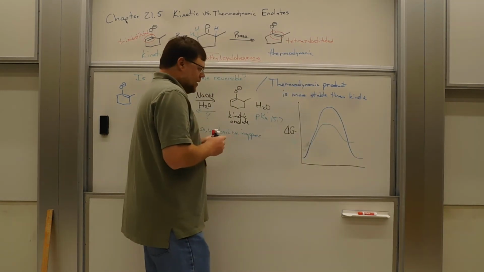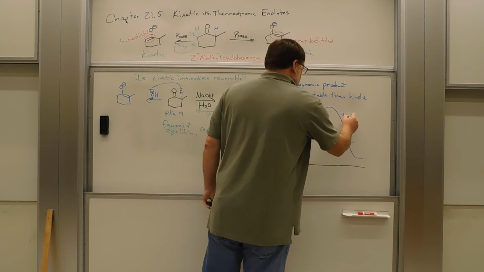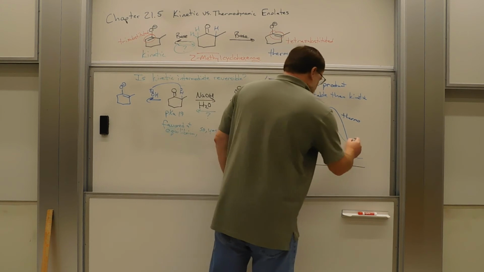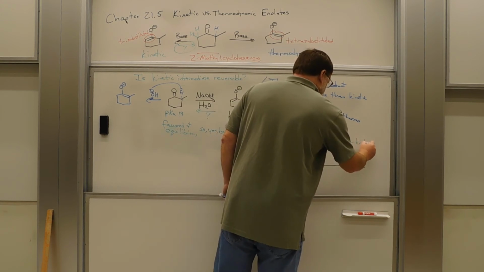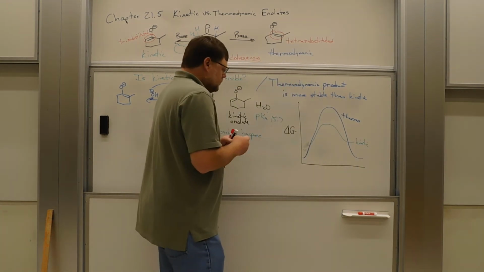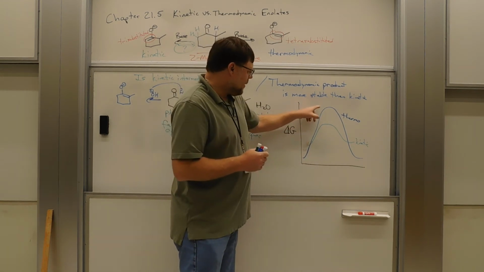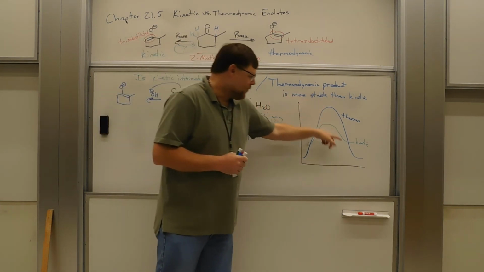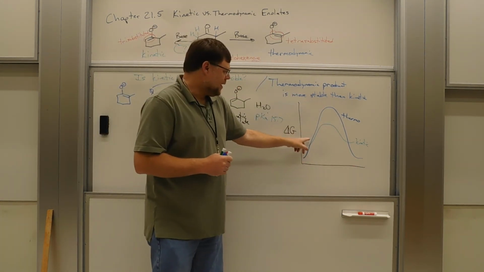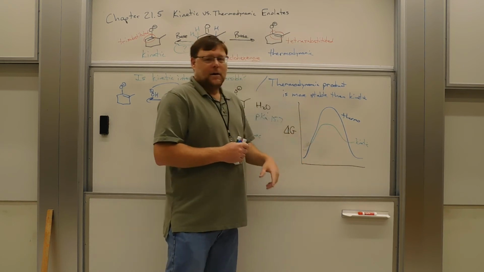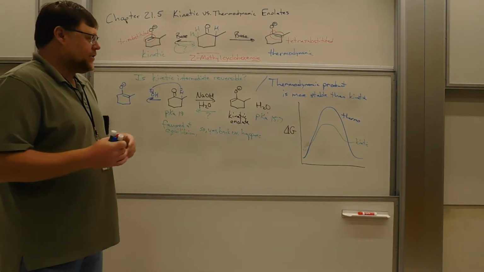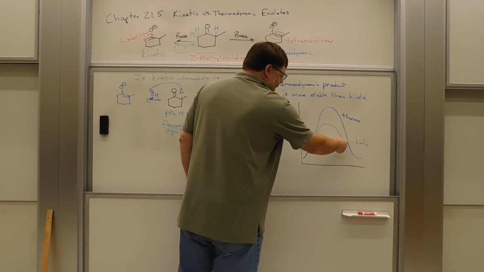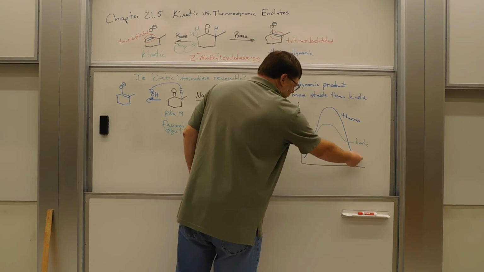The thermodynamic enolate is in blue. So the thermodynamic enolate has a higher activation energy, so it forms slower. But once it forms, it's more stable. The kinetic enolate has a lower activation energy, and so it forms faster, but then it's less stable. And so if you let all this equilibrate, when there's a crossing like this, you'll end up down here.